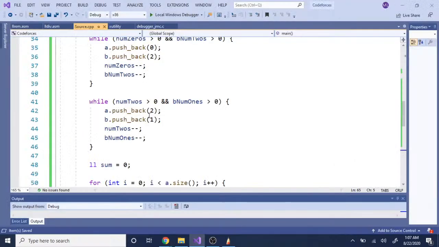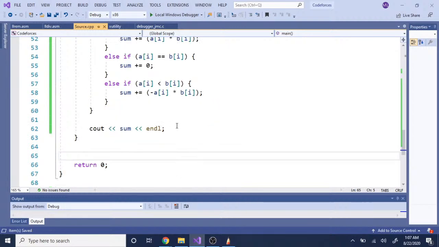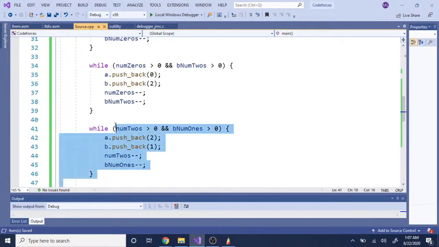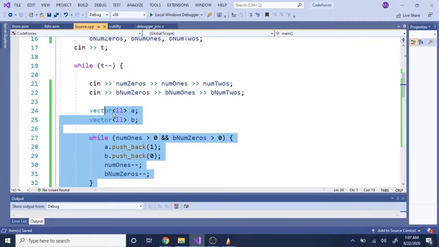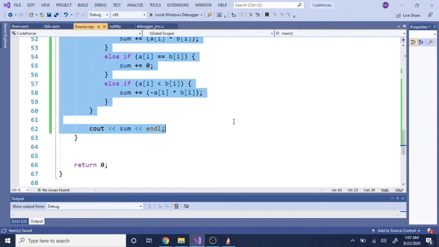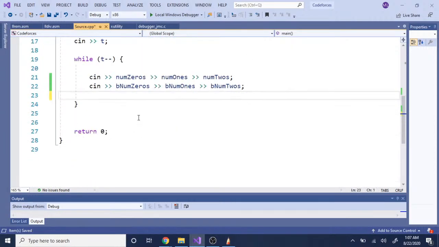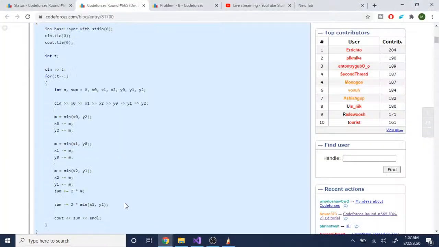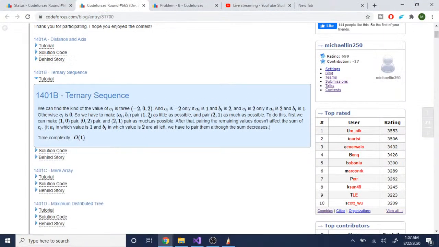I just don't know. Sometimes I don't know why my code is wrong. But okay, let's do it mathematically then. Let's try not to look at their code.